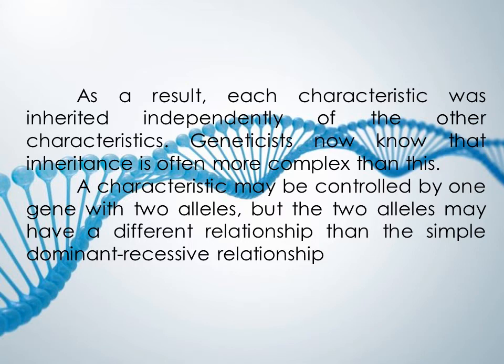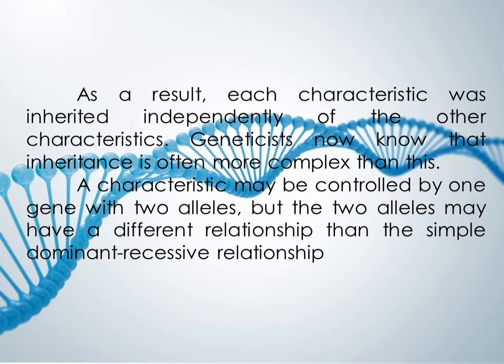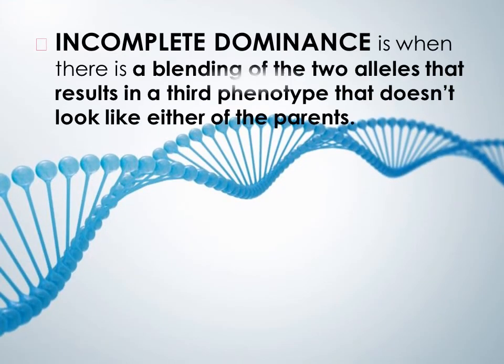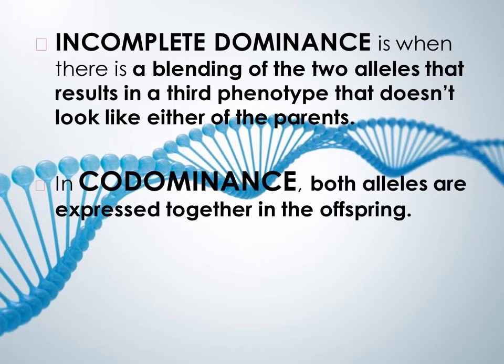Geneticists now know that inheritance is often more complex than this. A characteristic may be controlled by one gene with two alleles, but the two alleles may have a different relationship than the simple dominant-recessive relationship. These are incomplete dominance and codominance. Incomplete dominance is when there is a blending of two alleles that results in a third phenotype that doesn't look like either of the parents, while in codominance, both alleles are expressed together in the offspring.